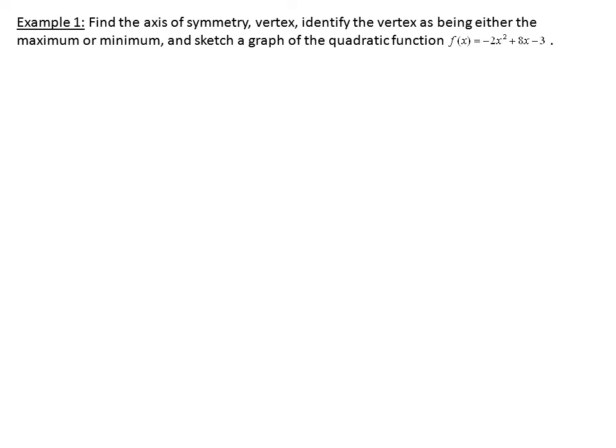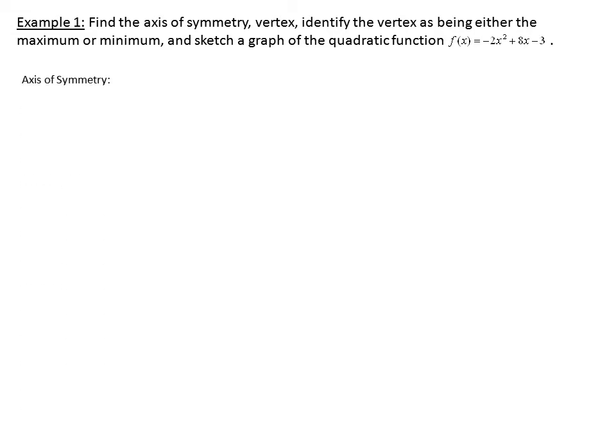For our first example, we want to find the axis of symmetry, the vertex, identify the vertex as being either the maximum or minimum, and sketch a graph of the quadratic function f of x equals negative 2x squared plus 8x minus 3. The first thing we're going to do is the axis of symmetry.